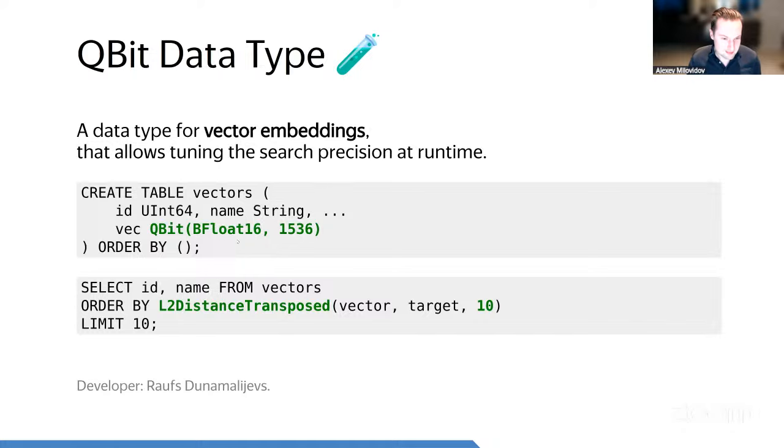And during select queries, you can calculate the distance with a specific function, L2 distance transposed. You specify two vectors and also the precision that you would like to take when comparing these vectors. The precision in the number of bits. In this case, it is just 10 bits. So it was 16 bits, but we are asking only for 10 bits for our calculation.